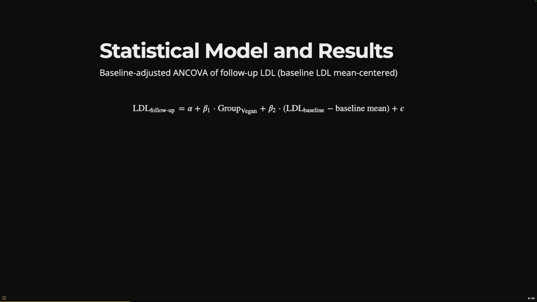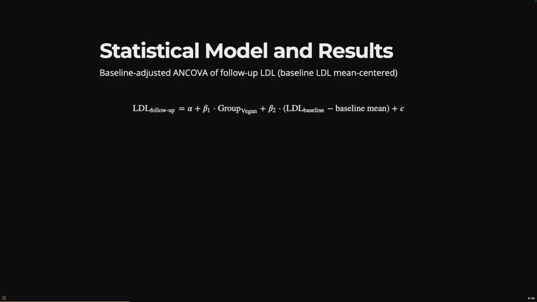So we're going to do that, basically how we'd analyze this to figure out if the difference is significant or if it's not. And we're going to use this kind of ANCOVA model, and it's baseline adjusted, so mean centered by the average LDL. We're mean centering their baseline by subtracting the overall mean from every subject's baseline LDL.